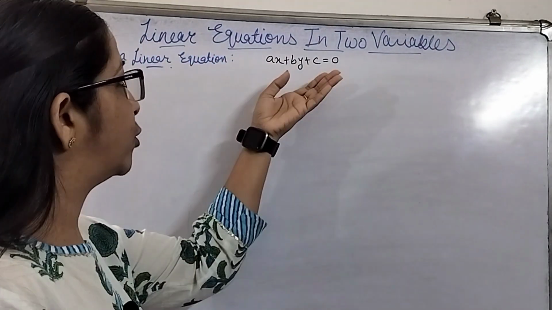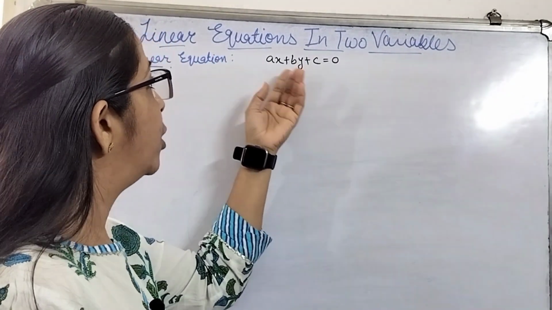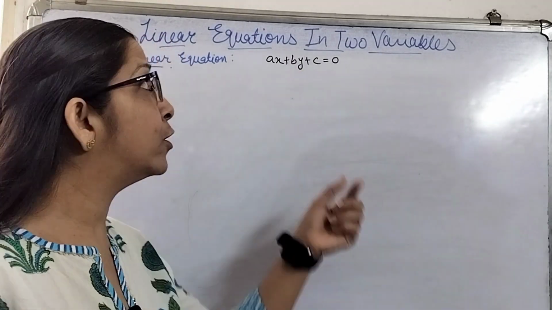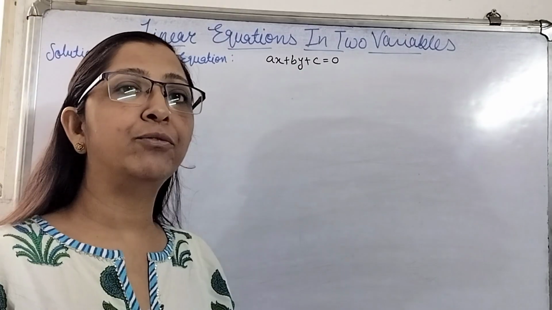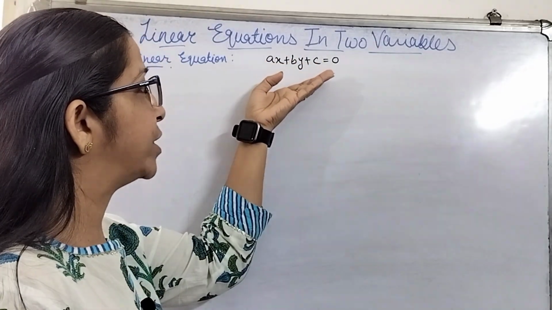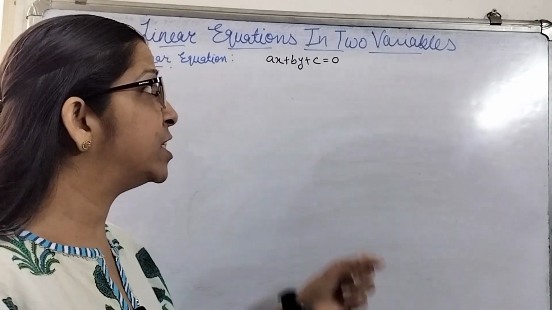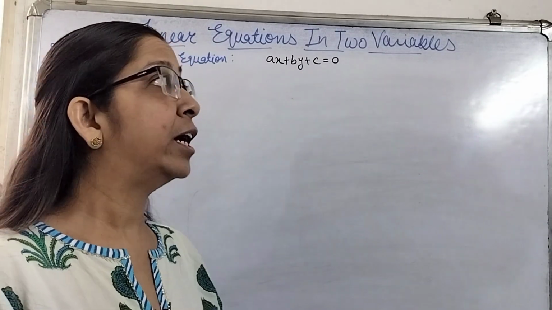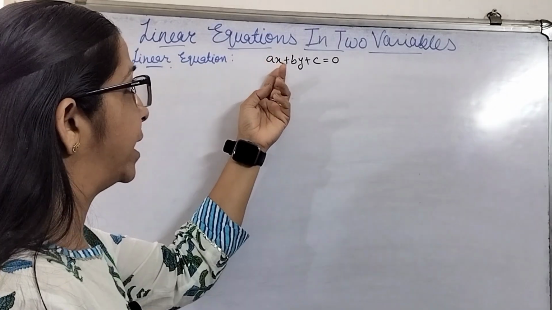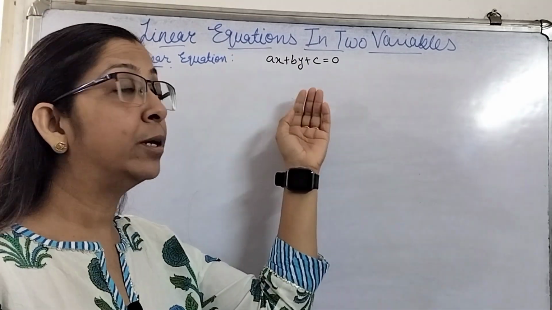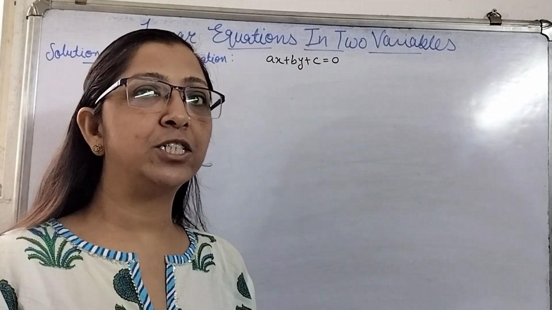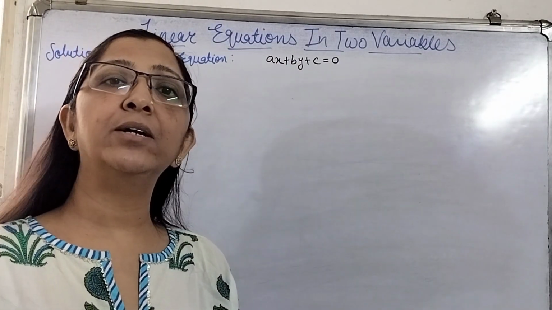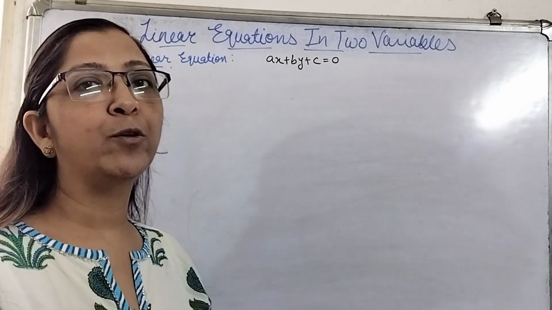Now we have to find the solution for these types of equations. So what is the solution here? Because two variables are there, one is x, another is y, we will have a pair of values. That means one value of x and one value of y. If we keep these values in the equation, it is going to satisfy the equation. That means if I put the value of x and the value of y in the equation, your LHS will become equivalent to your RHS. So that will be the solution of your linear equation in two variables. So here we will have two values, one for each variable.